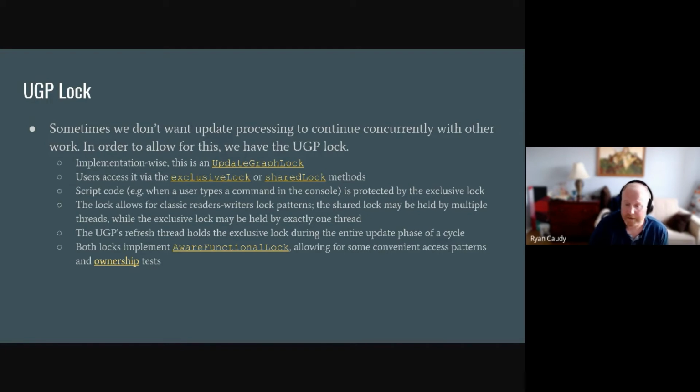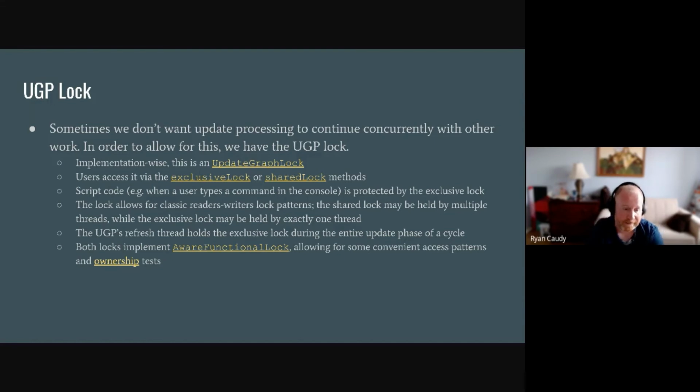It's a readers-writer lock in effect. The shared lock allows multiple threads to hold the lock, which means that multiple threads can make progress doing read-only things. The exclusive lock is exclusive; only one thread can have it. The update graph processor itself holds the exclusive lock during the entire duration of the update cycle. So if you want the shared lock or the exclusive lock, you're going to be blocking the update graph processor from making any progress. That means you might be arbitrarily pushing out the latency of any query updates that you're hoping for. But again, there's a time and a place when you actually want to inhibit update processing.